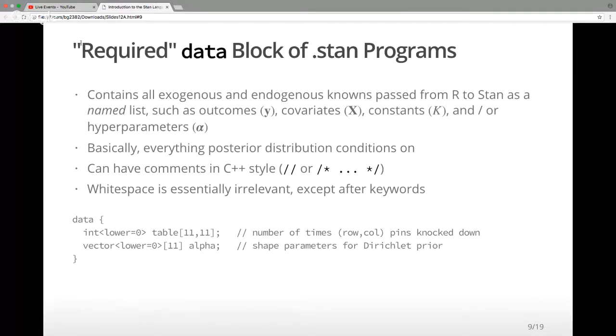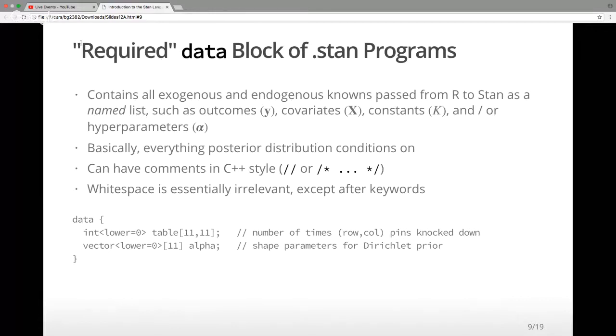The functions block can be empty if you don't have any functions, or you can just skip it. But you pretty much always are going to have a data block because it contains all the exogenous and the endogenous knowns. And these things that you declare in the data block are going to be passed from R to Stan as a named list on the R side.